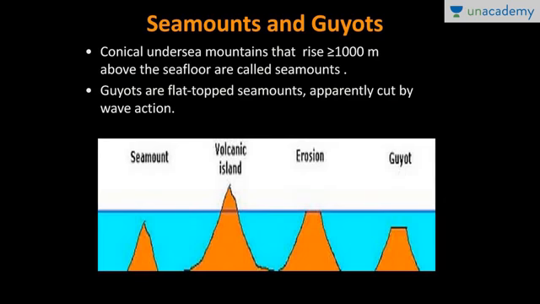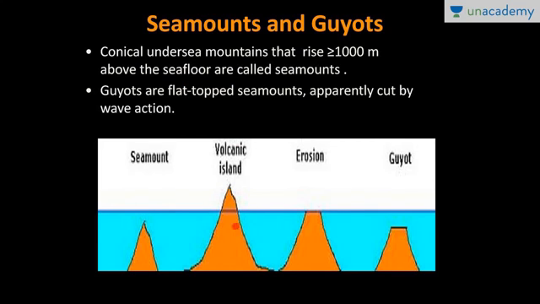Okay, the last feature related to oceanic relief is seamounts and guyots. Now, these are volcanic hills and they are undersea mountains. For example, seamounts, you can see it here, they will be conical at the top. Conical undersea mountains that rise greater than 1000 meters above the sea floor are called seamounts, right?